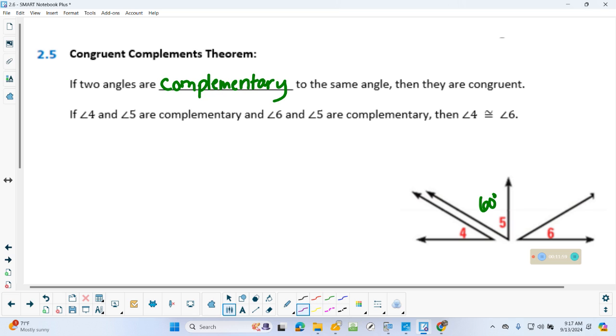Now, let's say 4 and 5 are complementary. What would 4 need to measure? 30 to make your 90. And then 5 and 6 are complements. So what's 6? So clearly 4 and 6 would be the same thing, okay? That's all it is. We don't use them that much, but I just wanted to throw that in there for you.